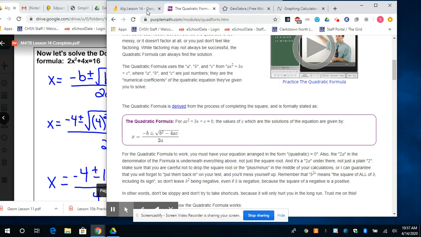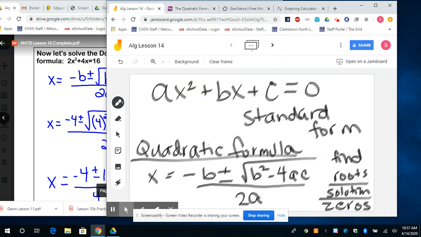All right. So again, we want this in standard form first. Our quadratic formula, if you want to write it down on your paper, is -b plus or minus the square root of b squared minus 4ac, which this is multiplication right here, divided by 2 times a. Okay, again, this helps us find the x, which is the roots or the solutions or the zeros of the quadratic where it crosses the x-axis.